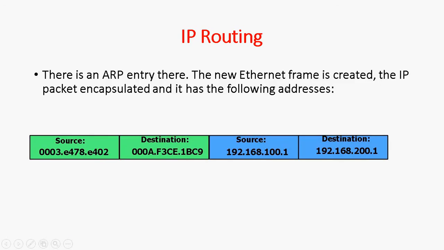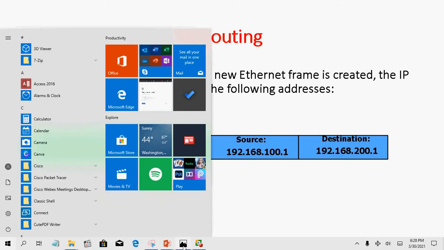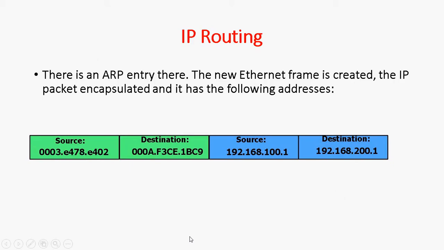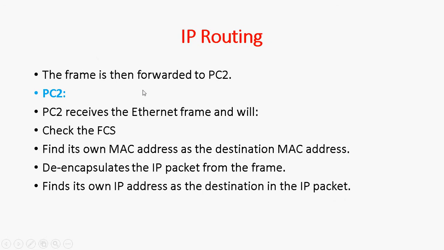The new Ethernet frame is created and the IP packet encapsulated, and it has the following addresses. Again source IP is the PC1 IP and destination IP is the PC2 IP. The source MAC address is the R2 router FA 0/1 interface, 0003.E478.E402, and the destination MAC address is the PC2 MAC address, 000A.F3CE.1BC9. Now the frame is forwarded to PC2.